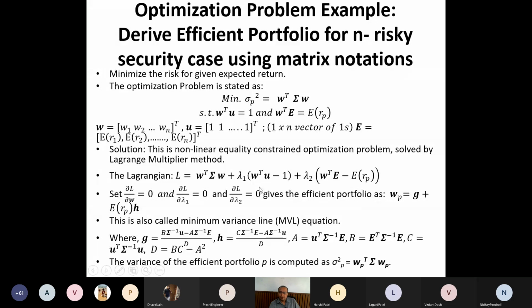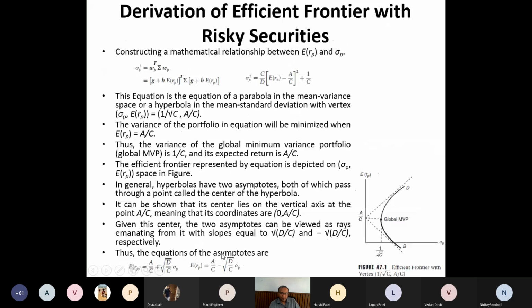So this optimization problem we have solved, and we have seen this equation. And this equation is a linear equation, right? WP bar equals G bar plus ERP times H bar. And that is called the minimum variance line equation in n-dimensional space. Okay, so I hope that you are able to recall.